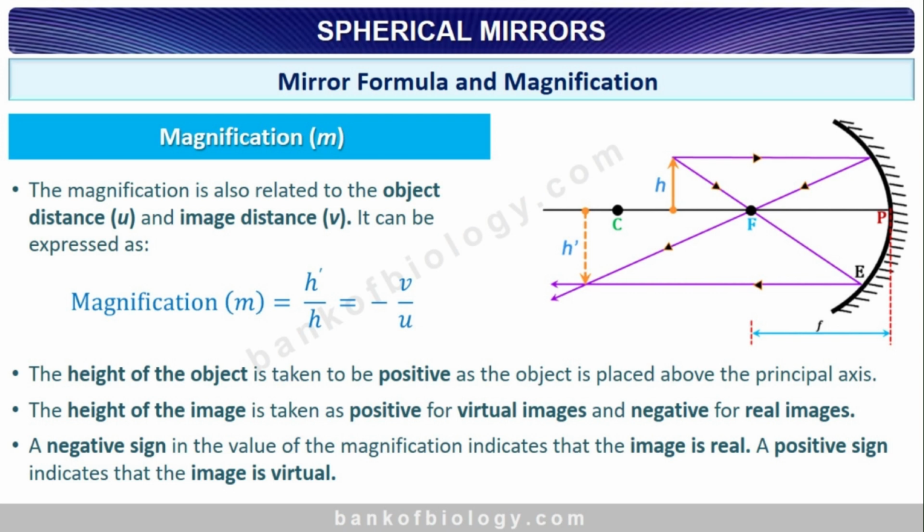The height of the object is taken to be positive as the object is placed above the principal axis. The height of the image is taken as positive for virtual images and negative for real images. A negative sign in the value of the magnification indicates that the image is real. A positive sign indicates the image is virtual.